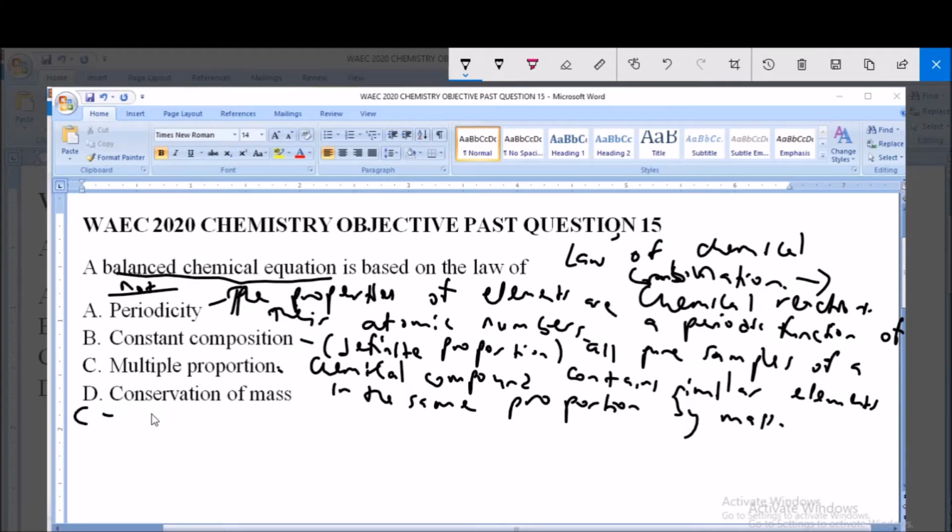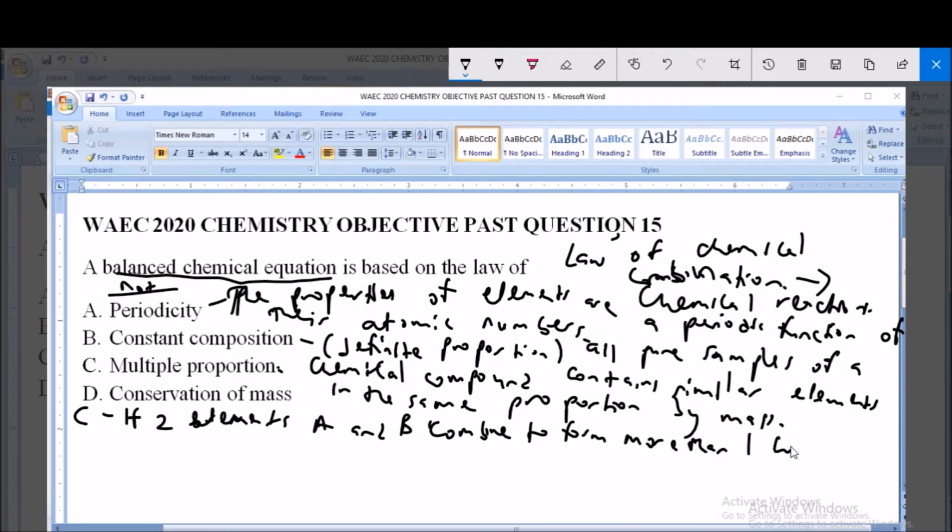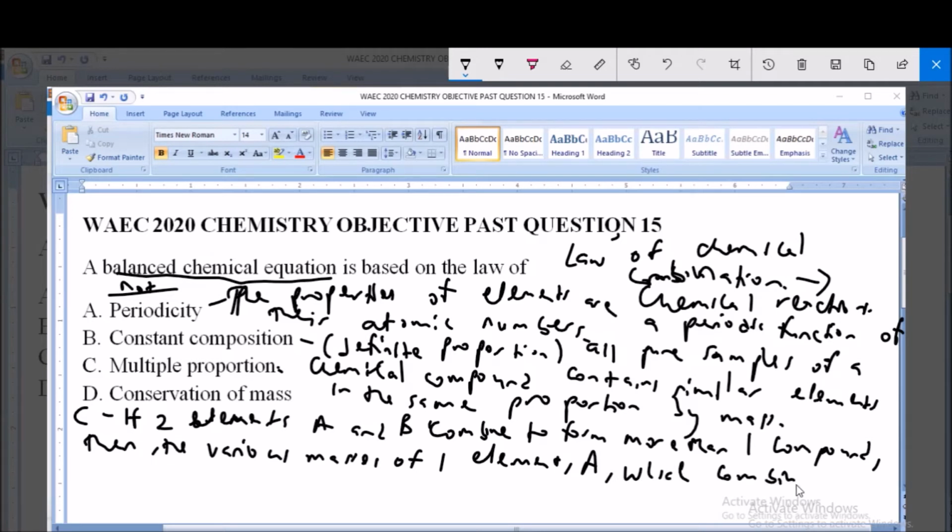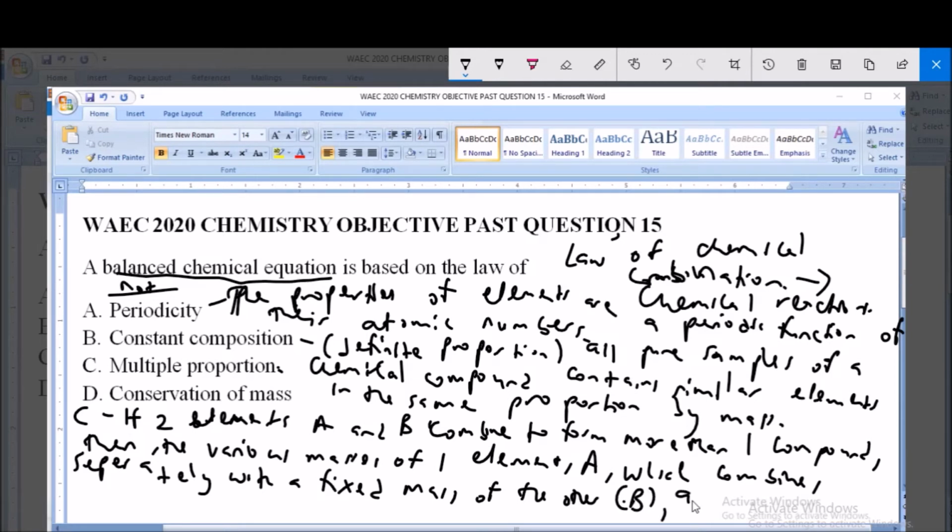Now option C, the law of multiple proportions, states that if two elements A and B combine to form more than one compound, then the various masses of one element A which combines separately with a fixed mass of the other element B are in simple multiple ratio.